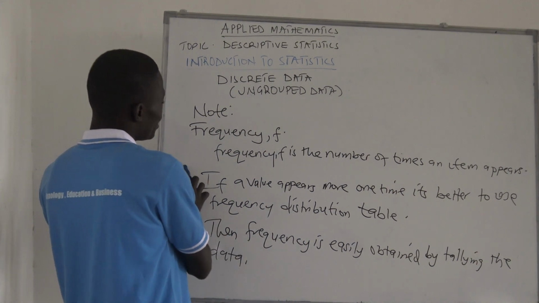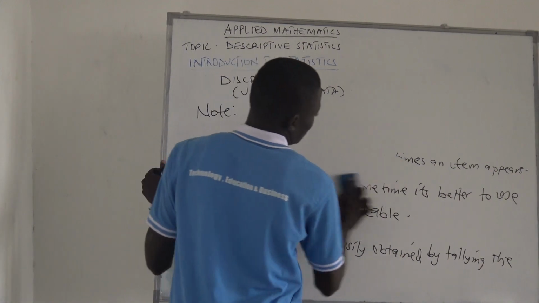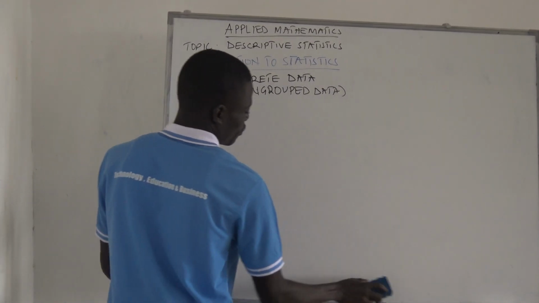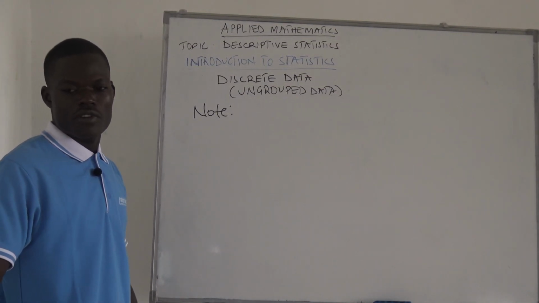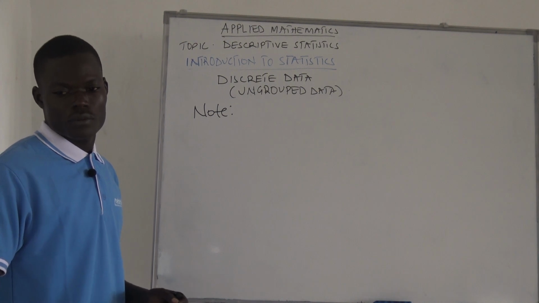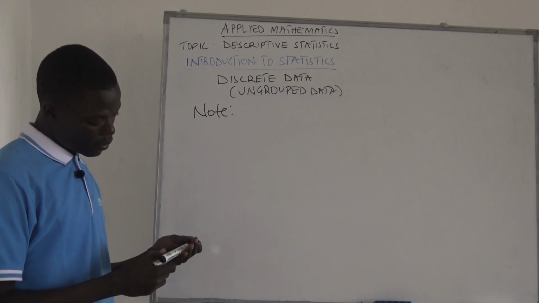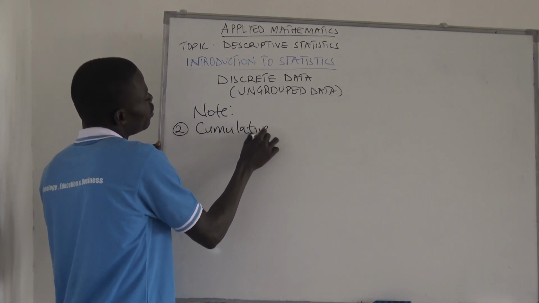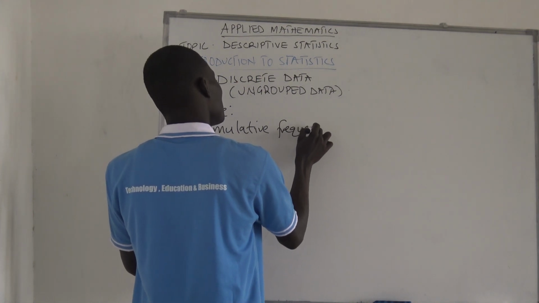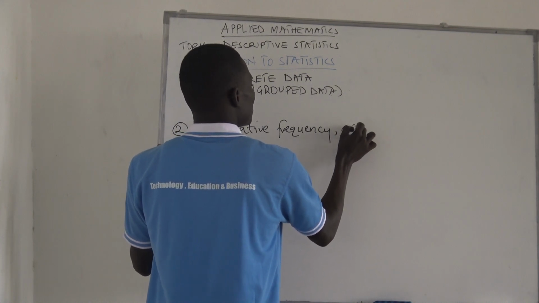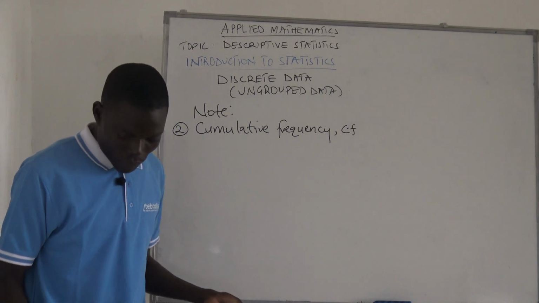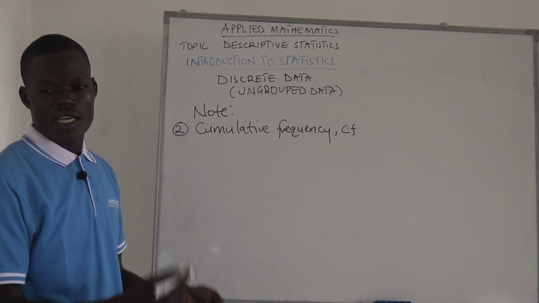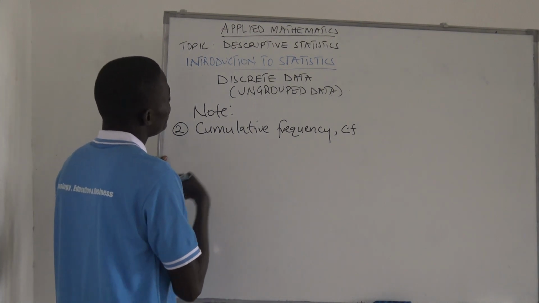Then we have what we are calling cumulative frequency. The second note we have is cumulative frequency. We call it CF. It's better to call it CF in order for you to note the values. Cumulative frequency is defined by the running total of frequency, or the summing of the frequency.